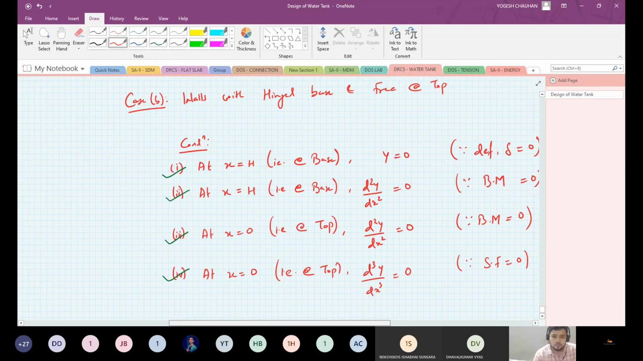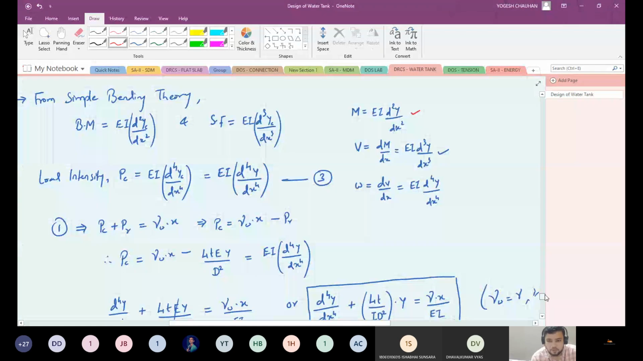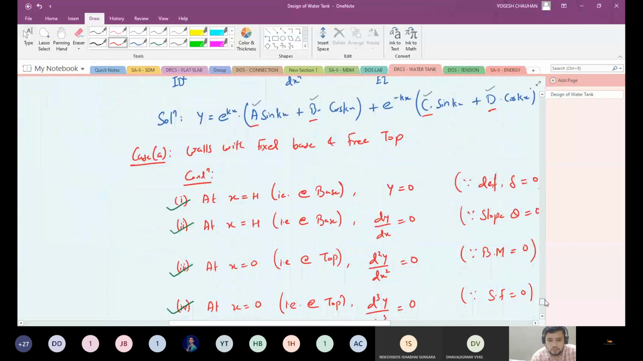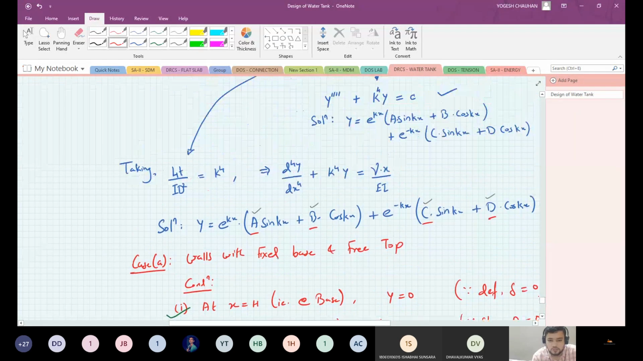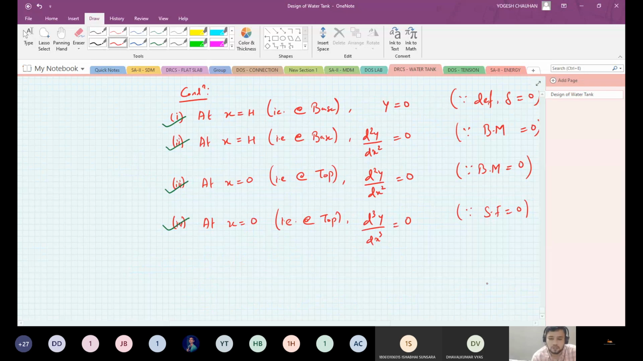Okay, so this is the general expression. You substitute the conditions in the general solution, and you will get the corresponding expression for the deflection as well as the bending moment at any height x. And then you can form a table to get the values of the bending moment and deflection at any height x.